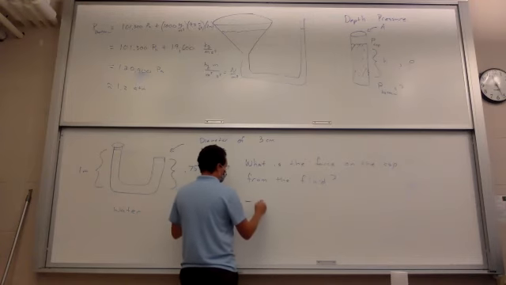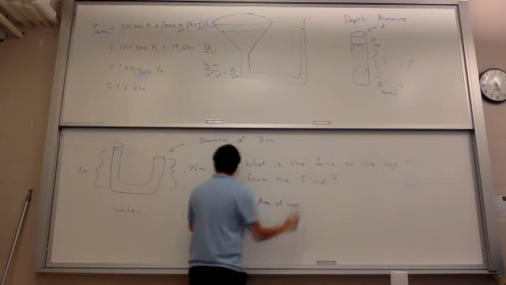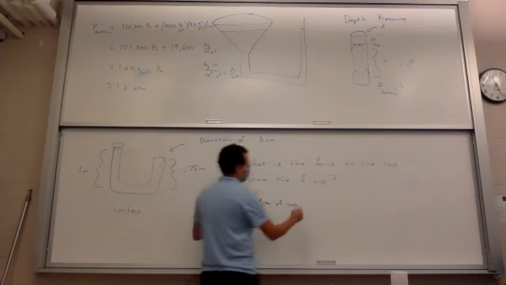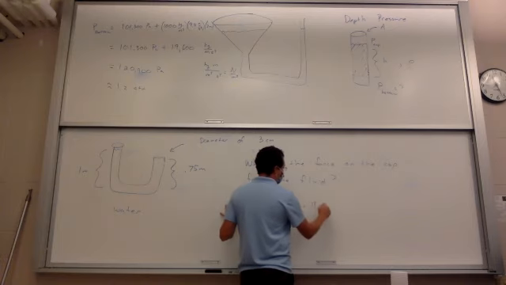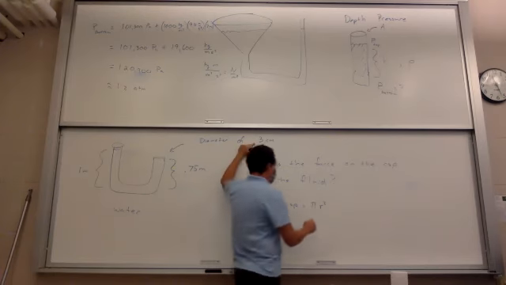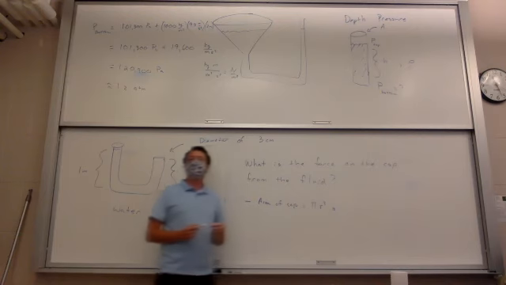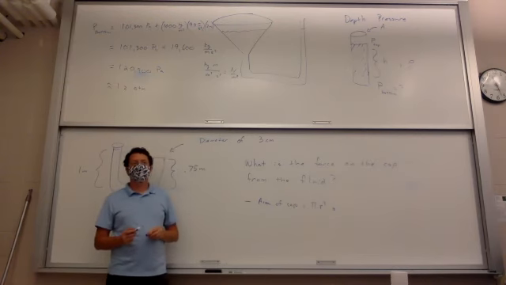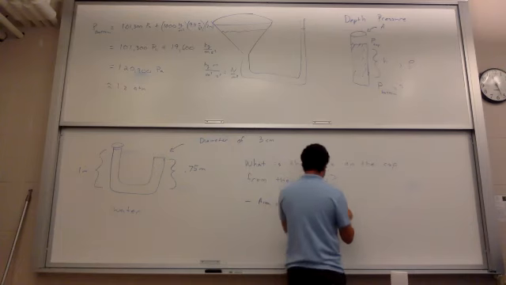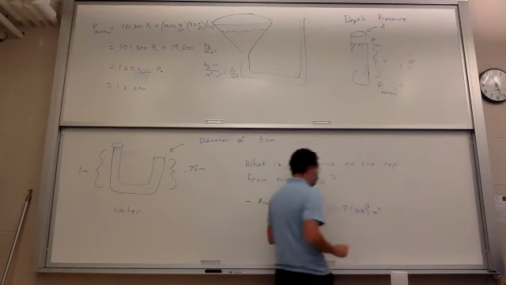Step one is area of the cap here. You said it was pi times r squared. What's the radius? 1.5. Do I just do pi times 1.5 squared? What else do I have to do? Yeah, so we want it in meters. So we want to do pi times 0.015 squared, and it'll come out as meters squared.